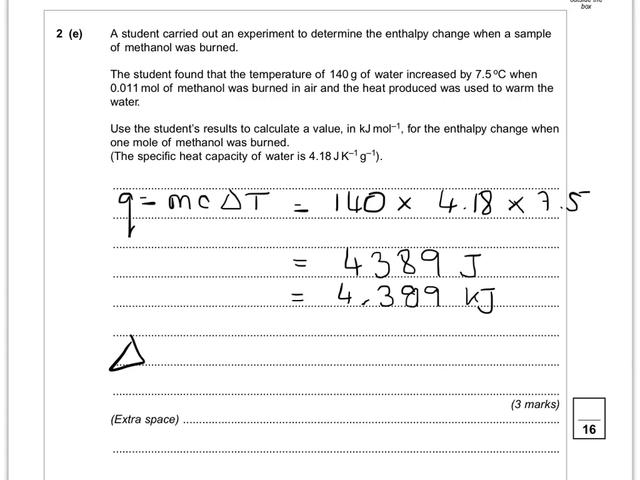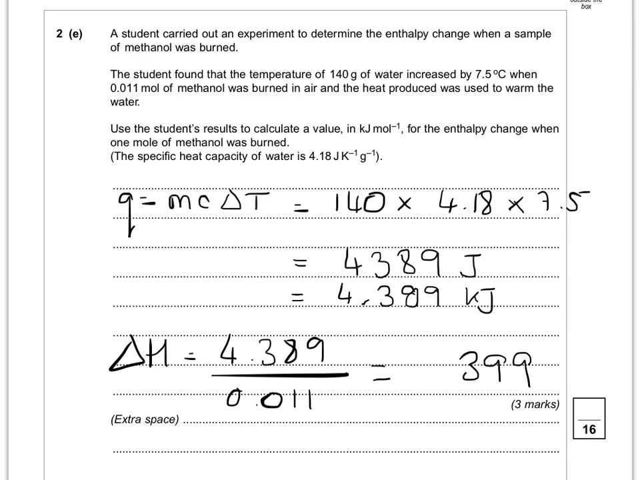So to get your delta H, you're going to do 4.389 divided by the number of moles, which is 0.011, which I've got from the question here. I don't have to work out the number of moles, it's given to me. If it gave me a mass of methanol, then I would have to work out moles by doing mass over Mr, but I don't here. And this gives me an answer of 399. That's not finished because this is an exothermic reaction. The temperature increased. So I make this negative 399. And again, the units don't really matter. You don't have to write them in the end. It's the number that's important.